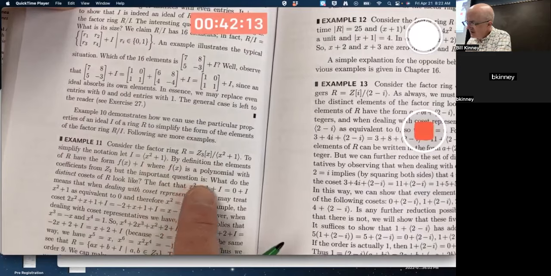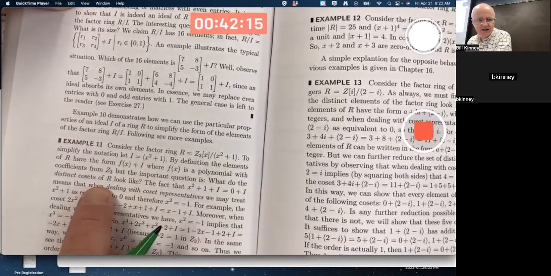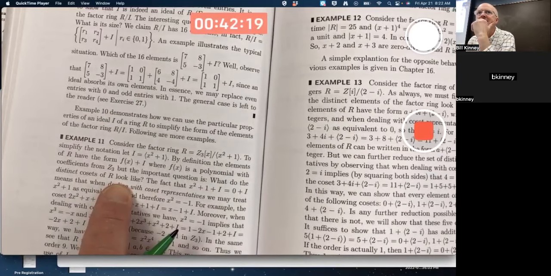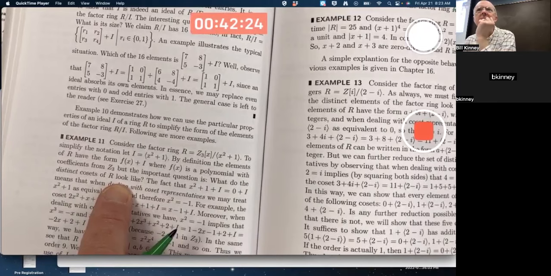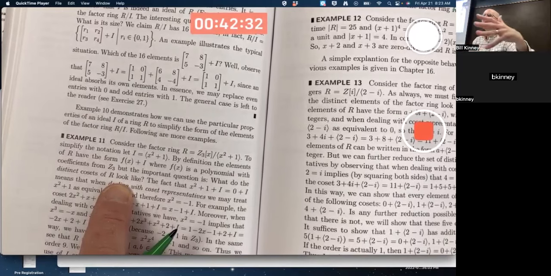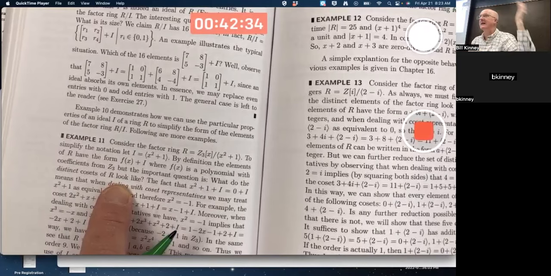But the important question is, what do the distinct cosets of R look like? Remember, when dealing with cosets, you can have different representatives. Maybe there's a finite number of cosets. Is that possible? No, it'll still be infinite in this case, but a priori, before the fact, it could be possible.